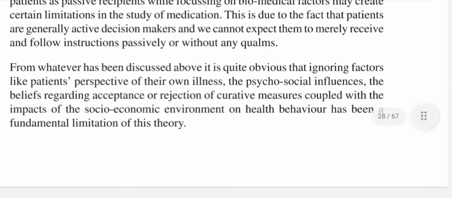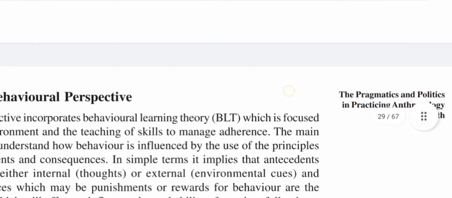From whatever has been discussed above, it is quite obvious that ignoring factors like patients' perspective of their own illness, the psychosocial influences, the beliefs regarding acceptance or rejections of curative measures, coupled with the impacts of socio-economic environment on health behavior, has been a fundamental limitation of this theory.